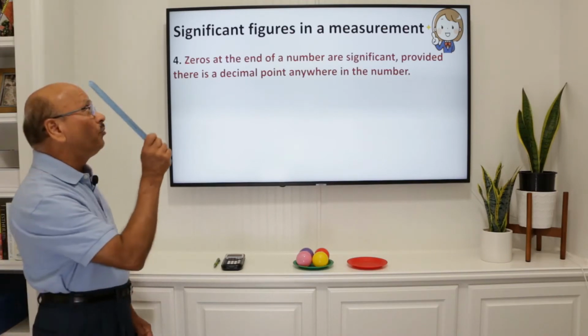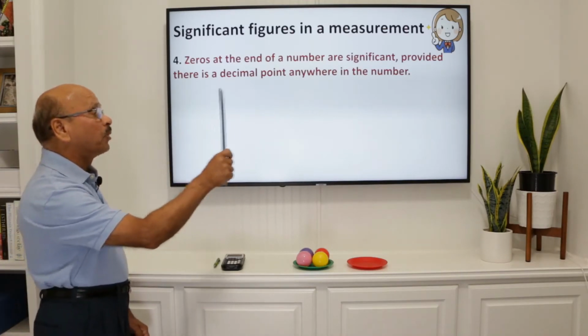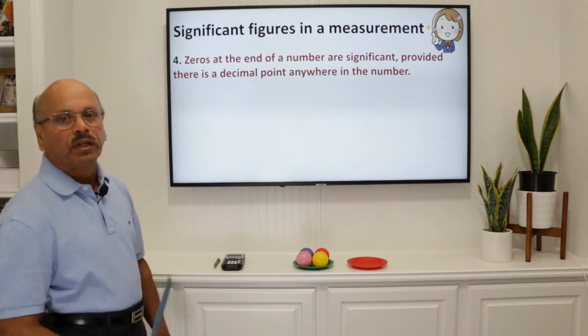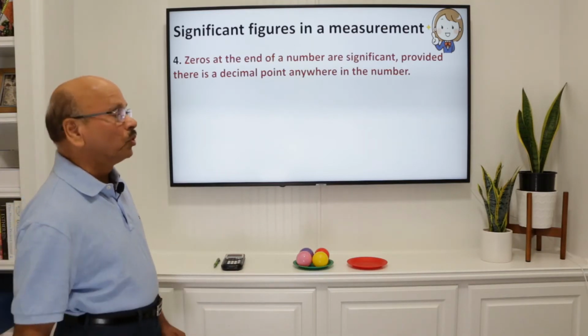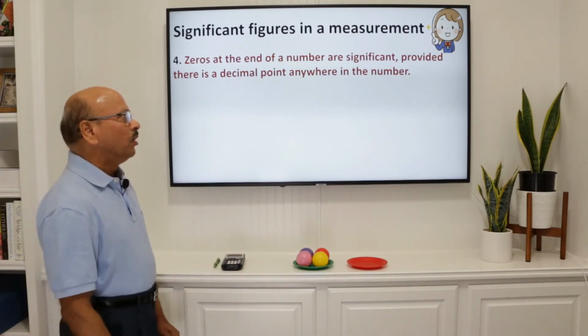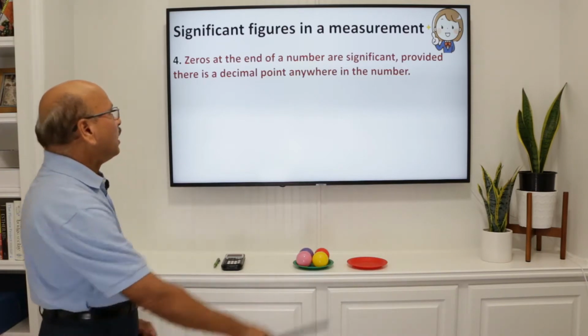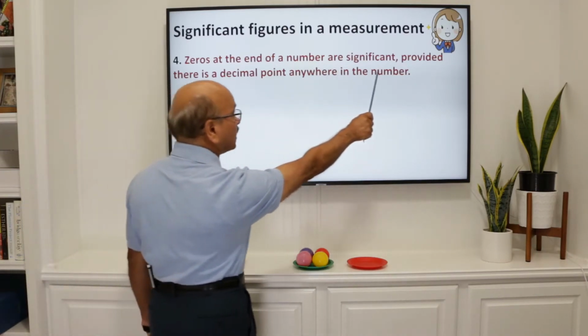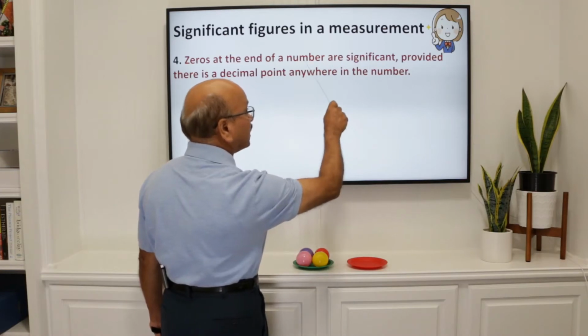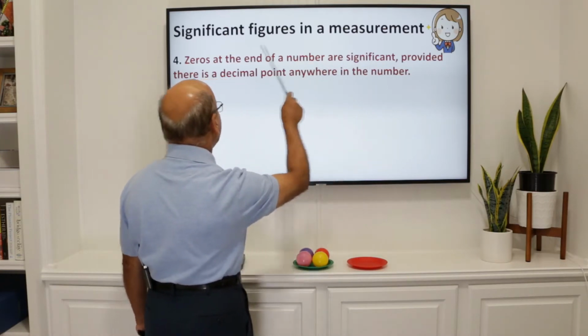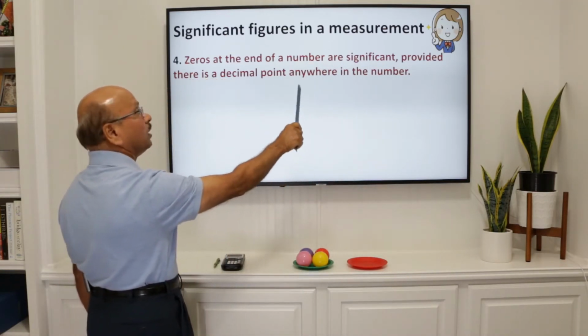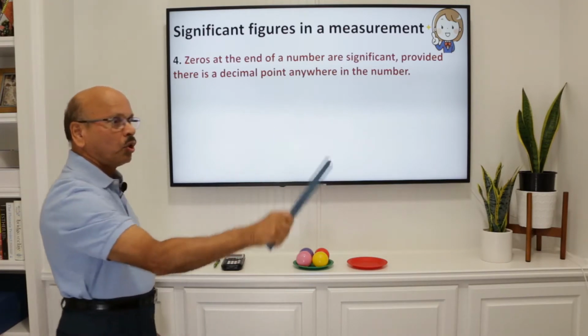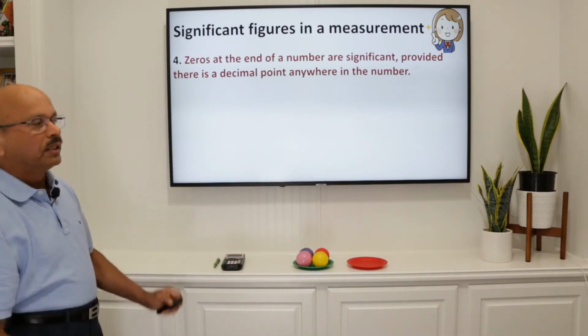Okay, now zeros at the end of a number are significant provided, this is the case where there is some type of condition. So we have to be careful in this case. To make it simple, zeros at the end of a number, let's call them ending zeros, are significant provided there is a decimal point anywhere in the number. The decimal point should be shown in the measurement.